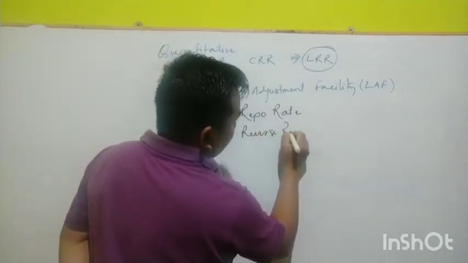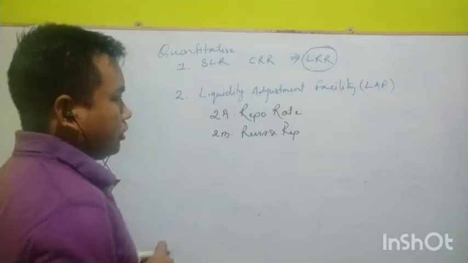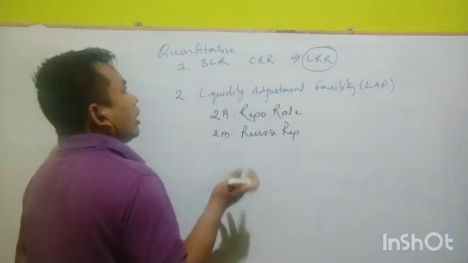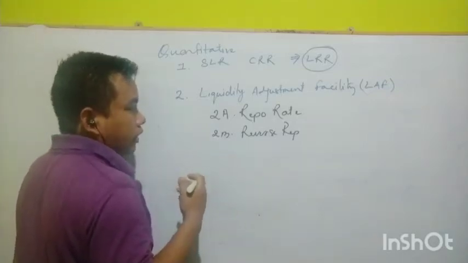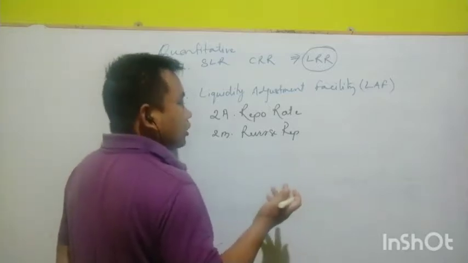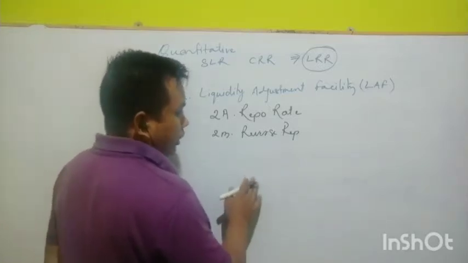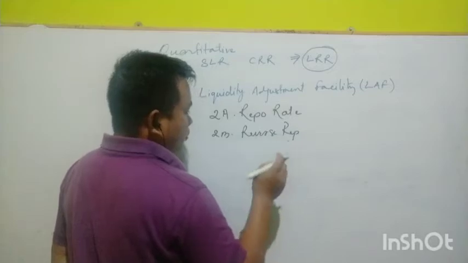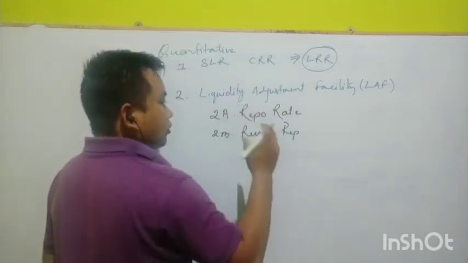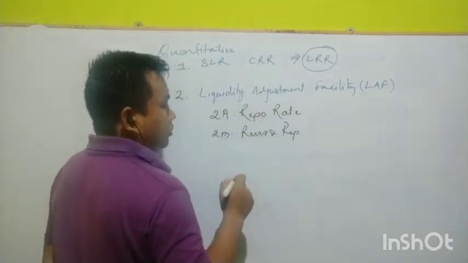Your homework was SLR, CRR, and how RBI uses them for credit control. I will explain it today.